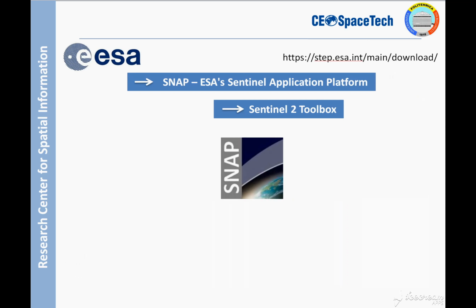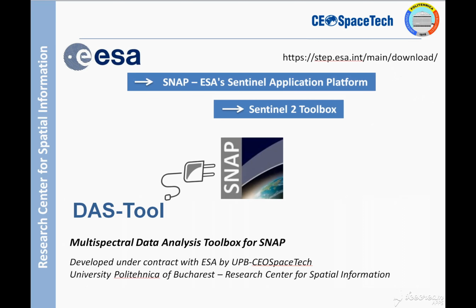missions. On top of the basic functions, like opening a product, exploring its components or navigation tools, SNAP integrates dedicated toolboxes. To enrich the capabilities of Sentinel-2 Toolbox, the Research Center for Spatial Information within the University Politehnica of Bucharest developed DAS Tool, a processor for Sentinel-2 Level 2A product analysis that can be installed as a plugin in SNAP.